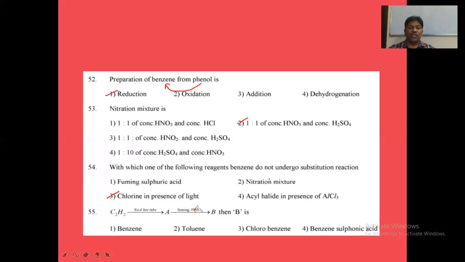So B is produced from A. A is benzene here. Benzene undergoes sulfonation to give B. B is benzene sulfonic acid, that is C6H5-SO3H, called benzene sulfonic acid. So the answer is: B is benzene sulfonic acid, and A is benzene. Is that clear? Acetylene giving rise to benzene is a polymerization reaction, exactly trimerization. We say trimerization reaction.